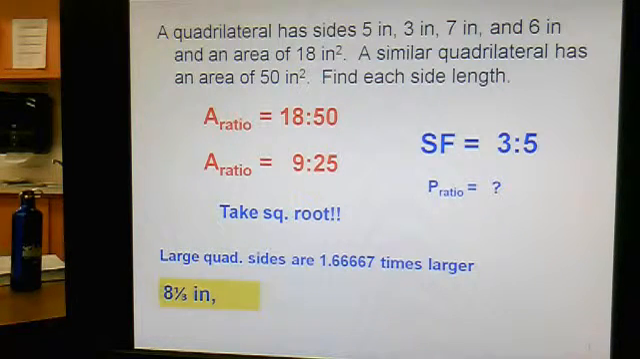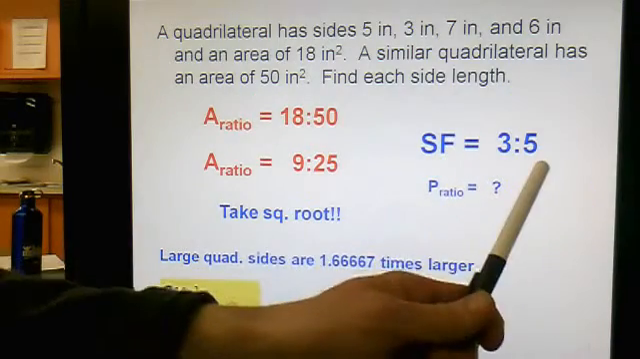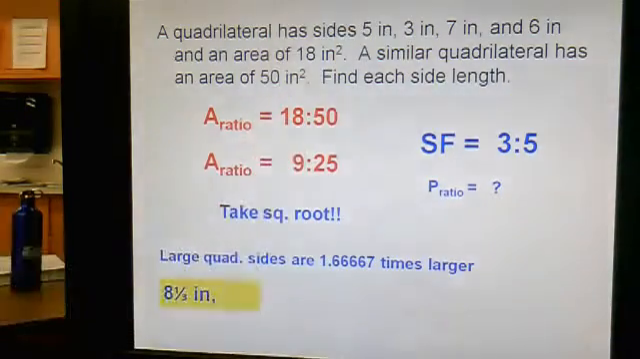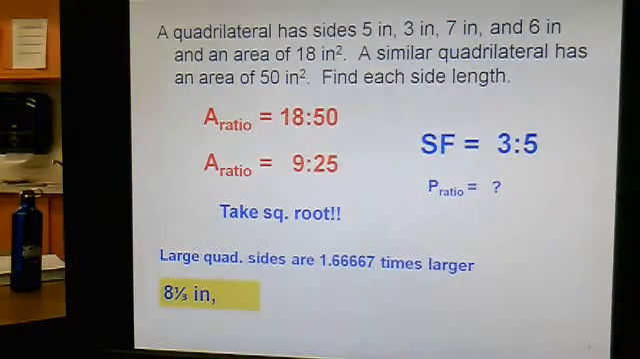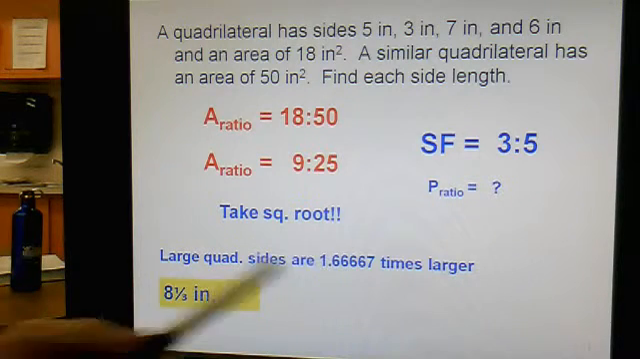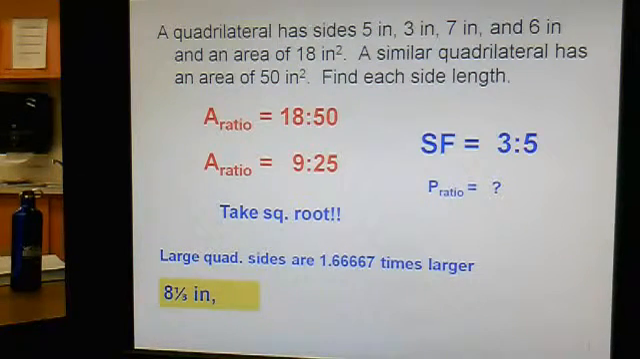You can also do it with proportions. You could say 3 is to 5 as 5 is to x, or 3 is to 5 as 6 is to x, and solve for the missing pieces on there. Traditionally I would do this with proportions. This is doing it with sort of a multiplier in there. So you should get 8 1/3.